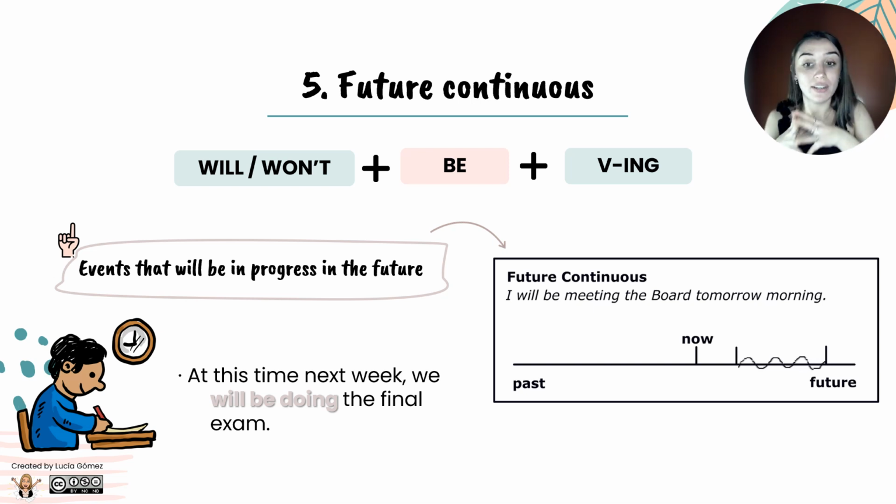So the future continuous is going to be used to talk about something that will be in progress in the future. As I was saying, pay attention to these kind of structures, okay, like at this time next week, tomorrow morning, and these kinds of things. And do not forget the structure, will or won't plus be, always be como un bloque, ¿vale? Siempre be, and then the verb with ing.